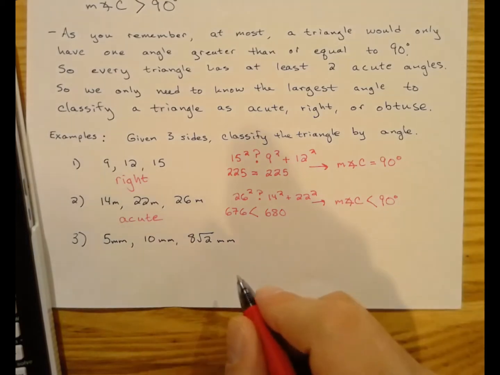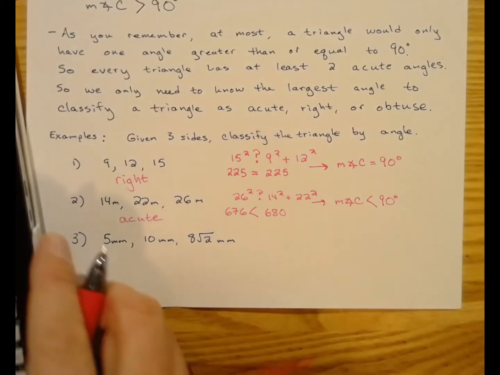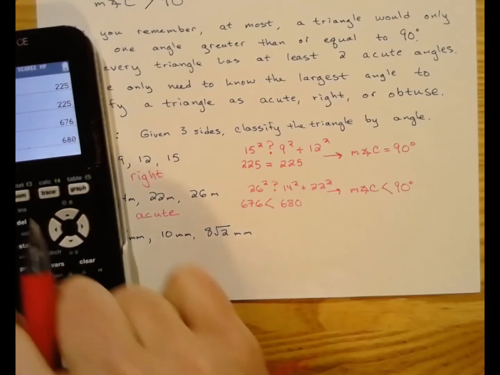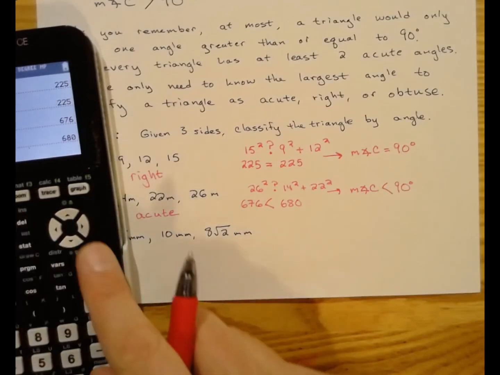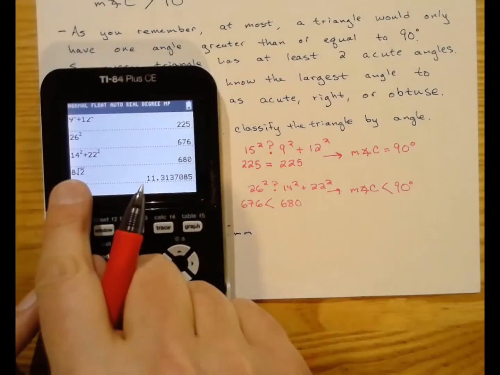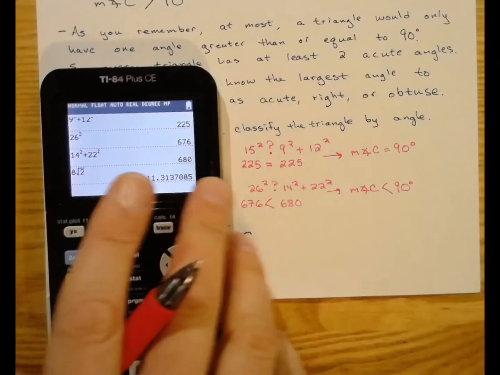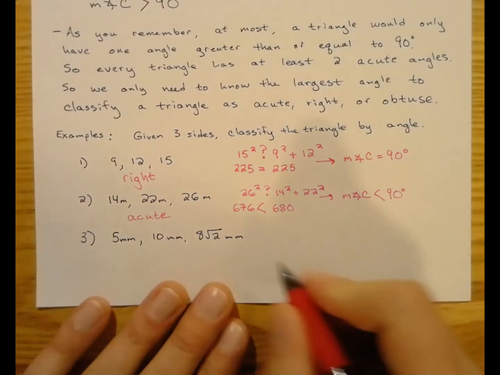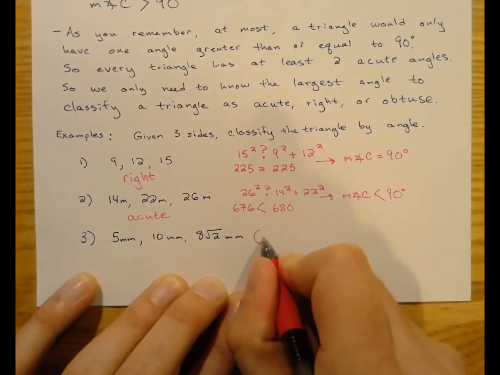Okay, I'm going to talk more about this in a second, but if you're not sure how long a radical side length is, you can just enter it into your calculator to get the decimal approximation. 8 root 2 is approximately 11.3. So 8 root 2 is the longest side here. So that's our C value.